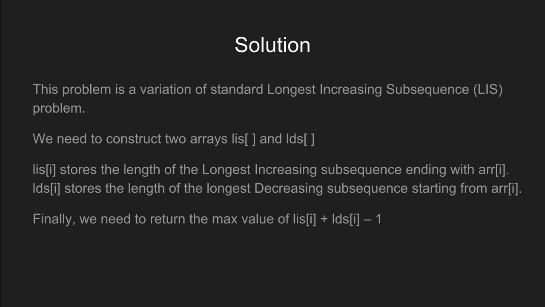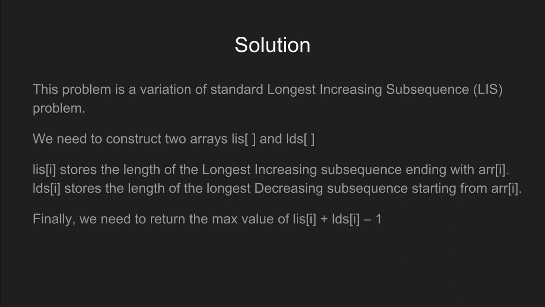Now let's look at the solution. This is a variation of the standard longest increasing subsequence (LIS) problem, which has been covered in another video. It is highly recommended that you watch that video first. We need to construct two arrays, the LIS array and the LDS array, that is the longest increasing subsequence and the longest decreasing subsequence arrays, using the dynamic programming solution of the LIS problem.